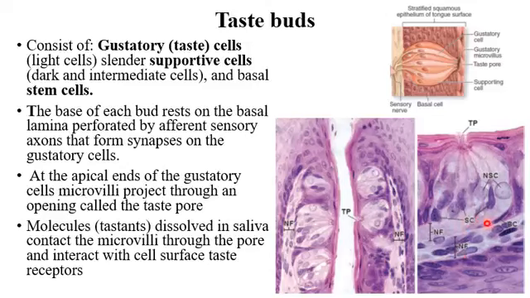In addition to the gustatory cells, there are supporting cells whose function is not well understood, and basal cells for generating the other types of cells. Tastants dissolved in saliva make contact with the microvilli and interact with cell surface taste receptors.